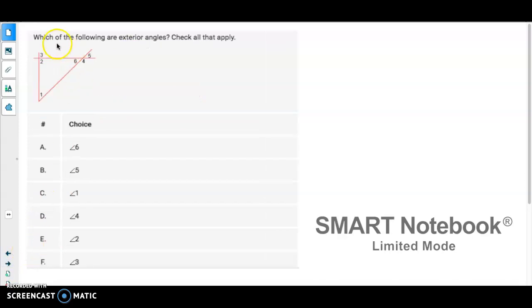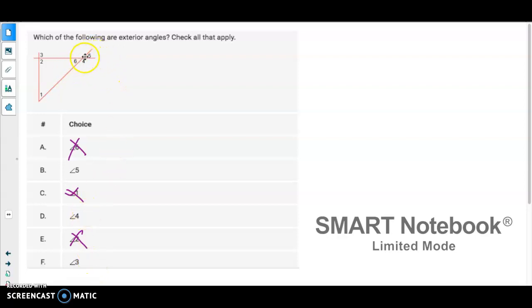Which of the following are exterior angles? Click all that apply. So it's a very similar question here. This time it wants us to look at all of those that would be exterior. We know that 1, 2, and 6 are all interior angles, so none of those would be exterior because they are all inside the triangle. Then I have 5, 3, and 4 that are left here.